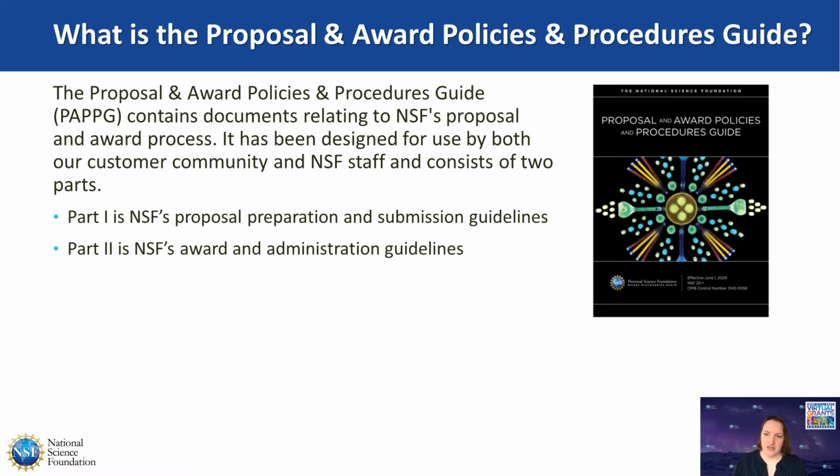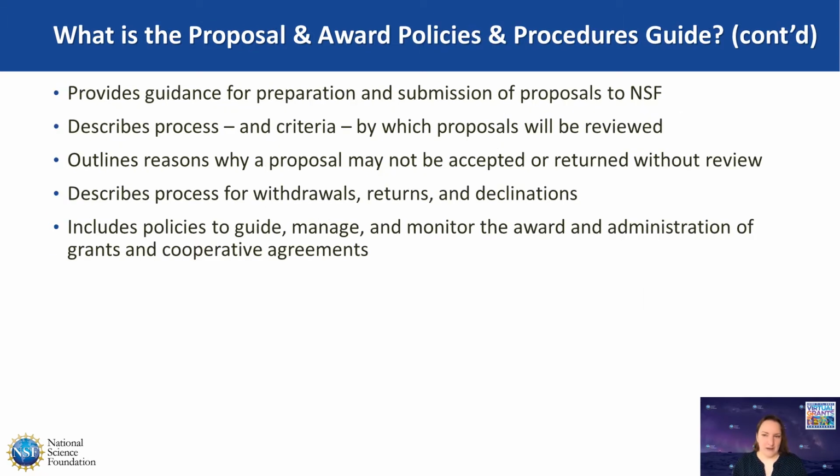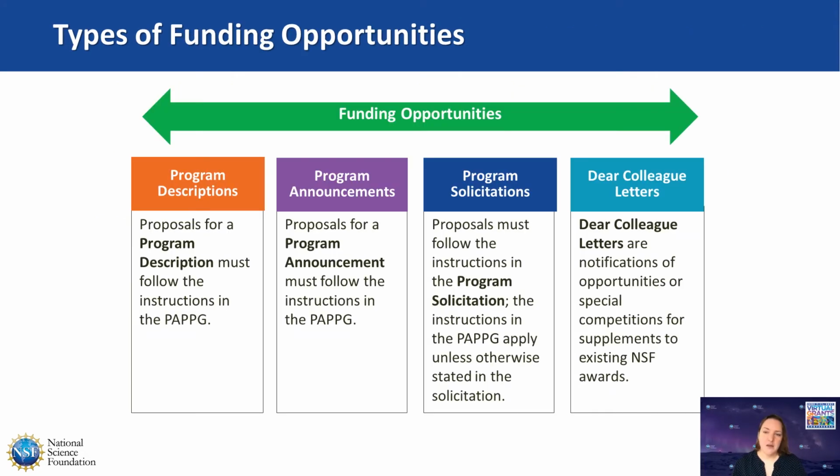So the PAPG provides guidance for preparation and submission. It tells you what the merit review criteria are. So what are the criteria by which your proposal is going to be reviewed? And within that, it might tell you the reasons why a proposal might not be accepted or it might get returned without review. And it tells you the process for withdrawing a proposal, what happens when a proposal is declined. And it really gives all the policies to help you manage and monitor the award administration of your grant or your cooperative agreement for both PIs and university administrators.